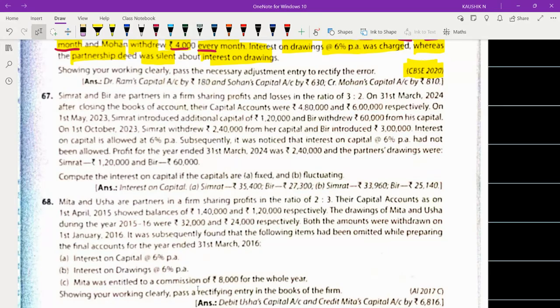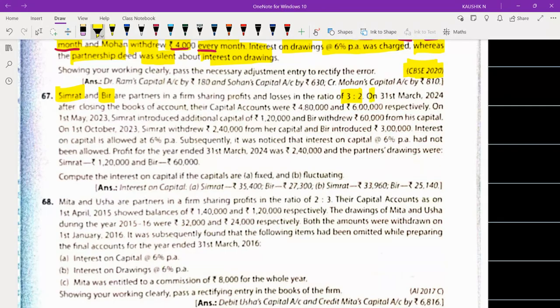Okay. So, as the question says very clearly in this problem, there are two partners. The partners are named Simrat and Bir. They are partners in a firm sharing the profits and losses in the ratio 3:2.